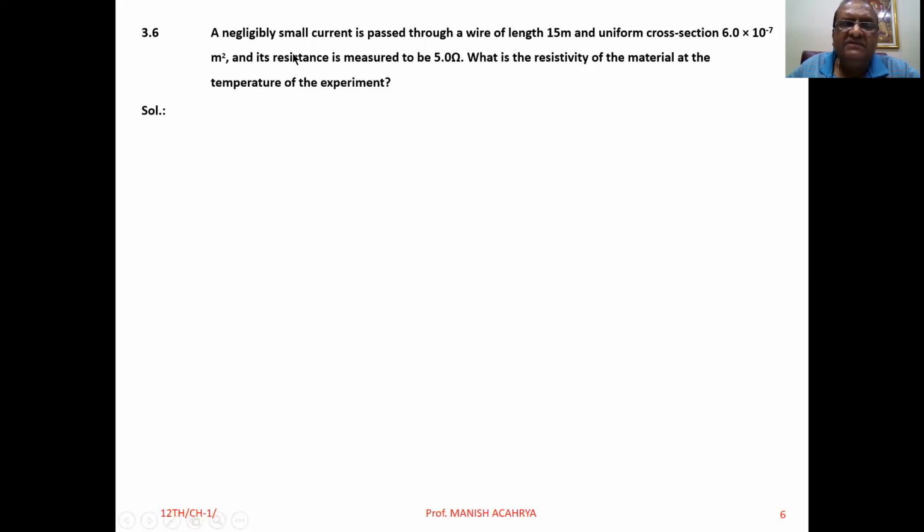3.6. A negligibly small current is passed through a wire of length 15 meter and uniform cross section 6 into 10 raised to minus 7 meter square, and its resistance is measured to be 5 ohm. What is the resistivity of the material at the temperature of the experiment? Very simple thing. Length is 15 meter, area of cross section is 6 into 10 raised to minus 7 meter square, resistance is 5 ohm. Resistivity is what you want to calculate.